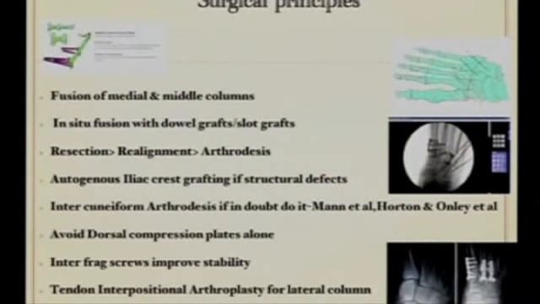Once you have decided that this patient needs surgery, there are a few things that you need to understand. You can fuse the medial and the middle columns, and that can be done as in situ fusion with dowel grafts or slot grafts. The whole principle is you resect, you realign, and then you arthrodese. Generally, if you try to fuse it as it is, the results are inferior. You could use autogenous iliac grafts. Try and include intercuneiform arthrodesis if in doubt, it definitely improves the results. Avoid only dorsal plates. Try and add interfragmentary compression using screws. And tendon interposition arthroplasty is only for the lateral column. The lateral column being mobile would not tolerate fusion as well as the medial column.